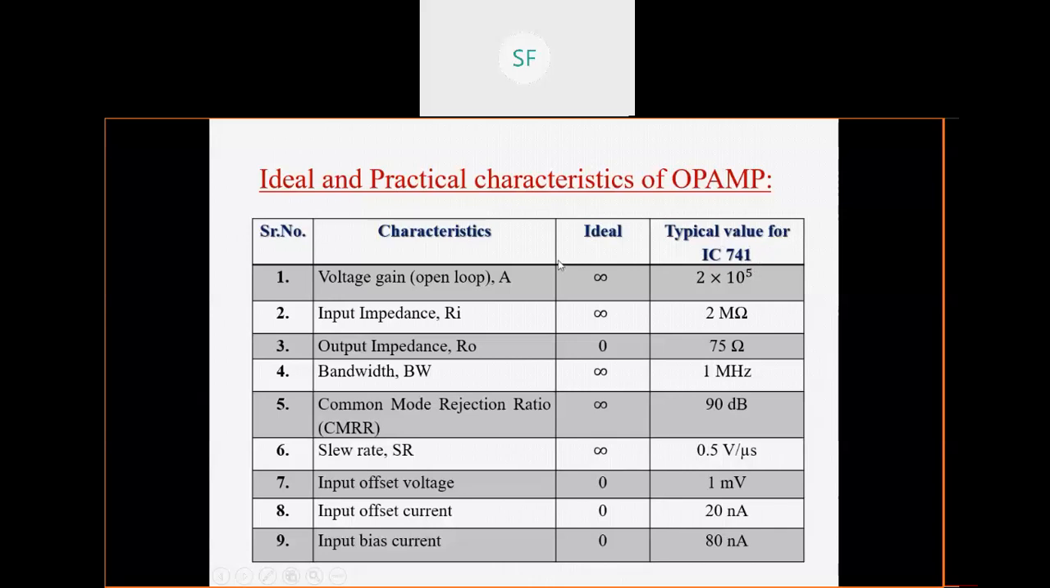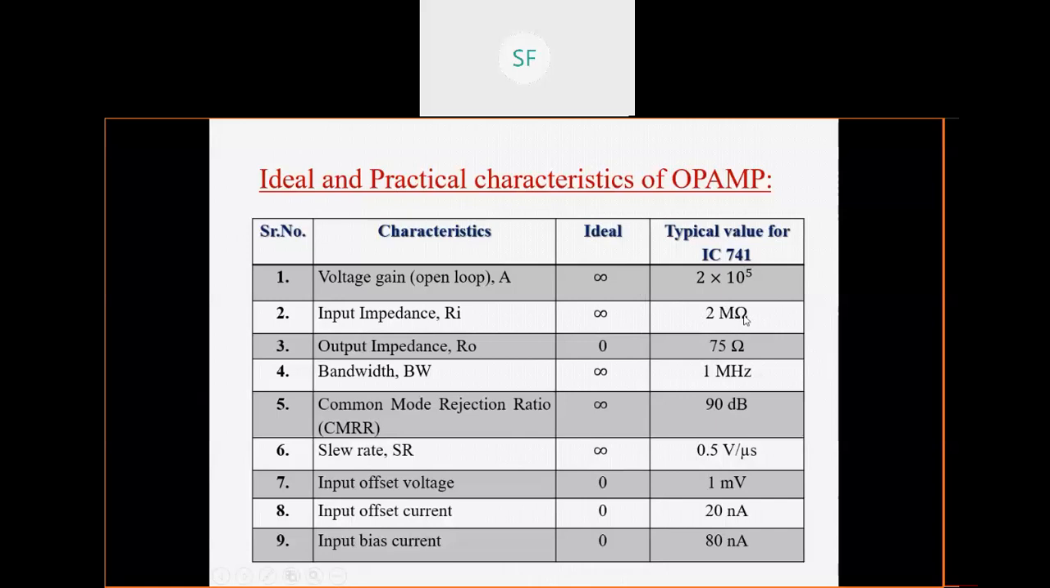Okay. So ideally, voltage gain should be infinite, but the practical value is 2 multiplied by 10 to the power 5. That means 2 lakh. Then the second parameter is input impedance. Input impedance should be as high as possible, so ideally it should be infinite. Practically its value is 2 mega ohm.